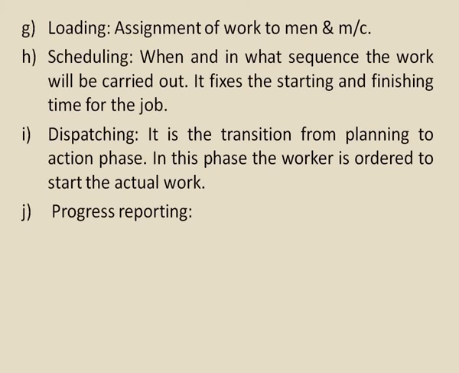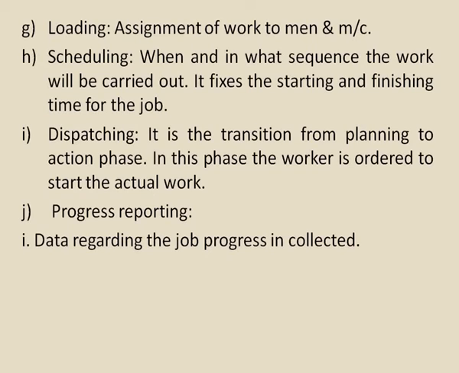Then comes the control phase. After the action phase, where the start of production has been ordered to the workers, now comes the control phase, or progress reporting. So we check, or monitor, whether our actual production process or production cycle is going according to the plan or not, or whether it has diverted from the actual plan. So it is just monitoring of the actual work against the planned work, and if it is lagging behind or is slow, then what corrective actions they must take, so that ultimately the planned production is produced on time.